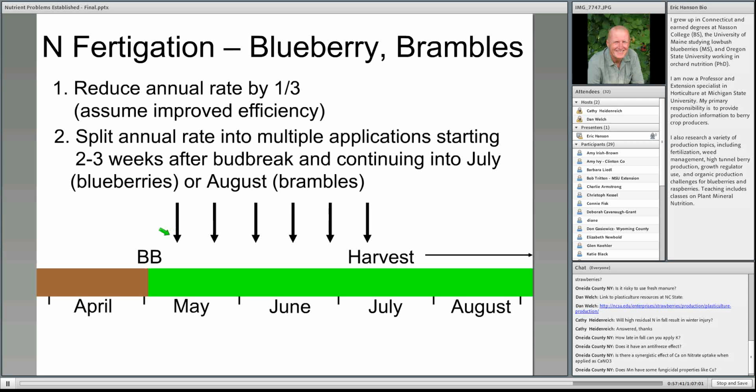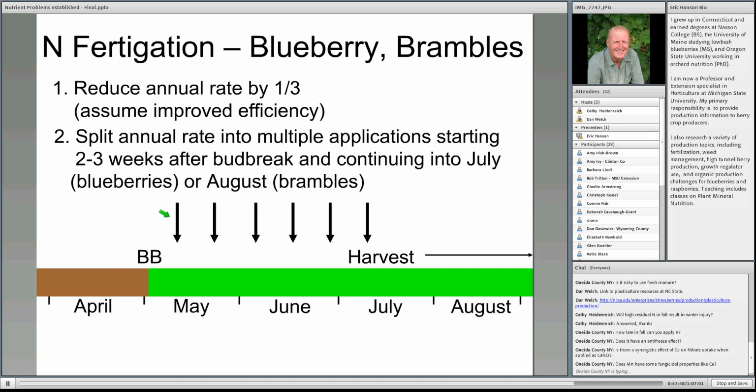You can fertigate weekly or every 2 weeks, or you can fertigate every time you irrigate. Generally, I think the efficiency that you would gain would be gained from a split application with 3 or 4 application dates. You probably wouldn't improve on that too much by even continual fertigation.